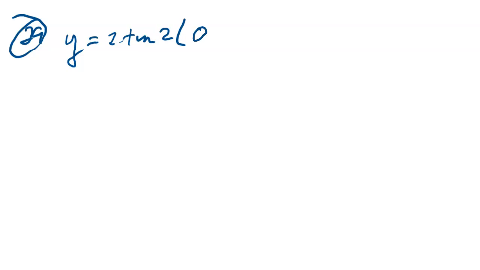Number 29. And then, obviously, cosecant, secant, and tangent. They're all not going to be fun. Y equals 2 tangent 2 theta plus pi over 4 minus 5. This is going to be so rough. Tangent's already hard.